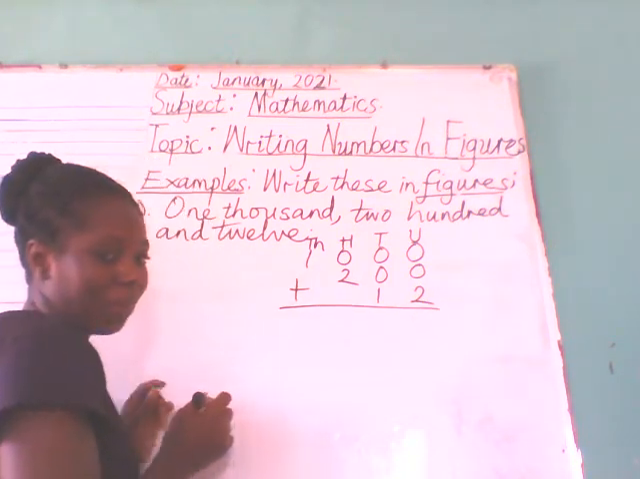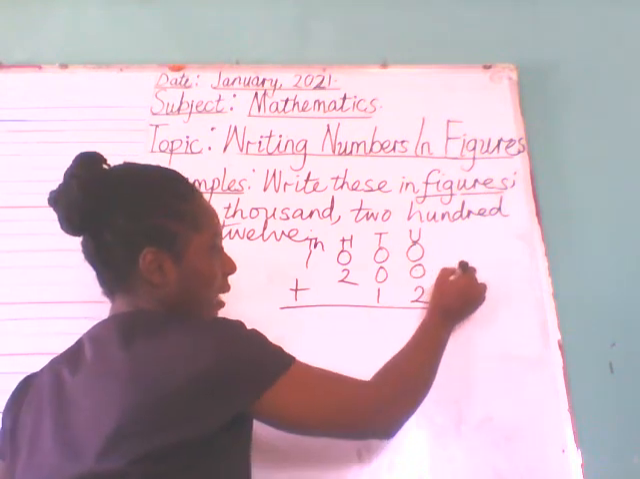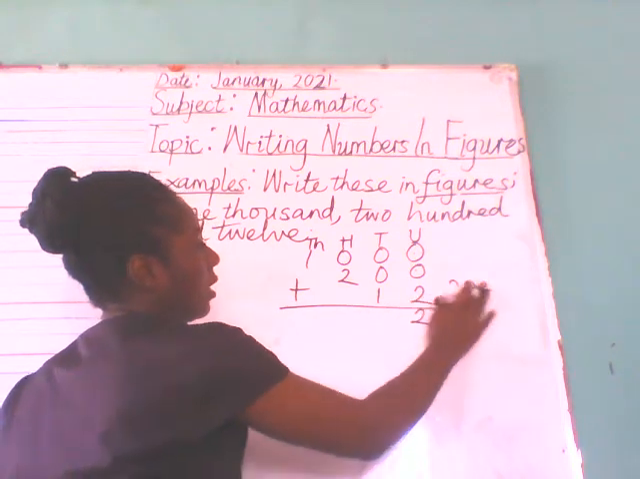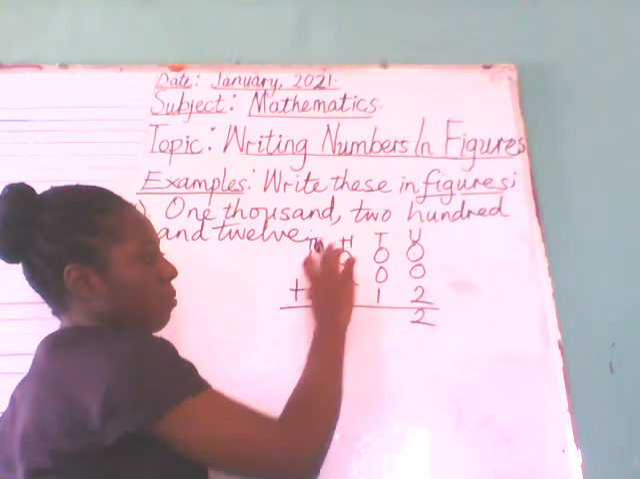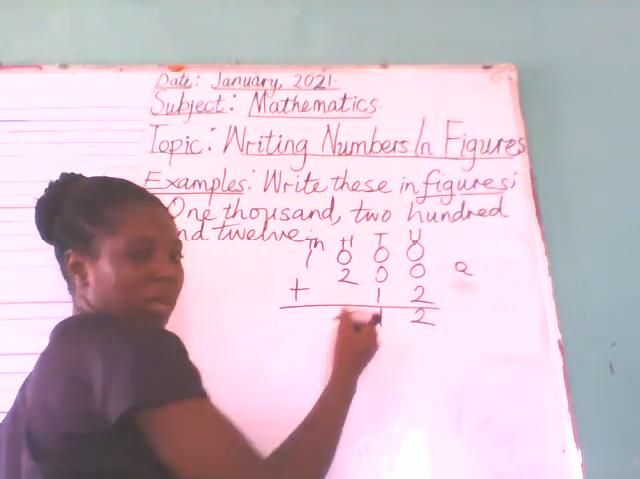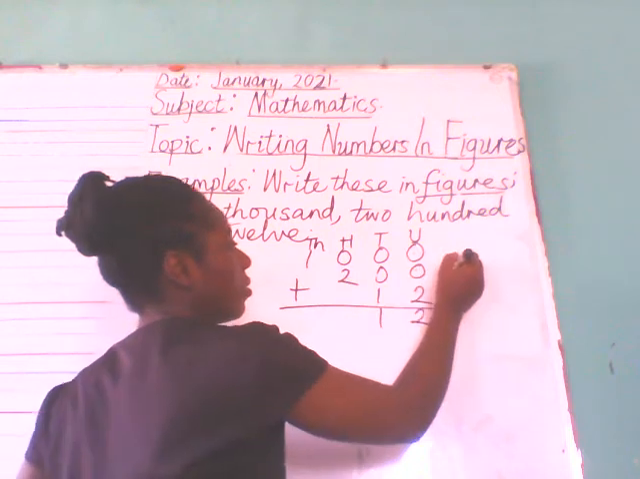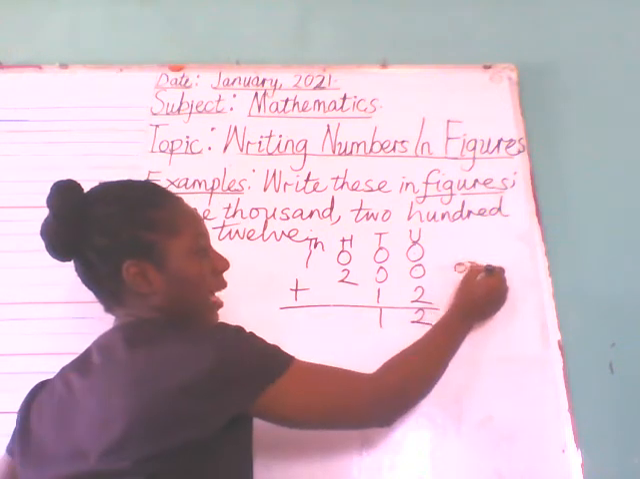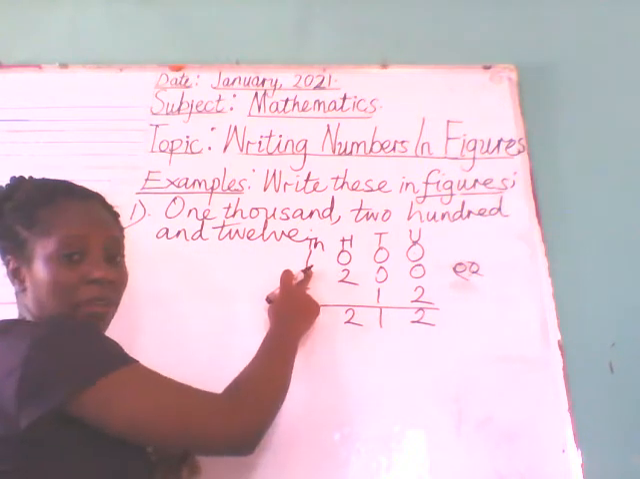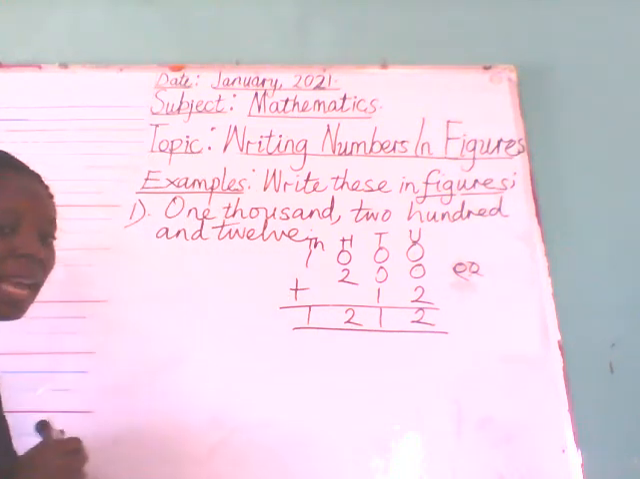Now, let's add. 0 means nothing, plus another 0 means nothing, plus 2. How many do I have? 2. So I write down my 2. Then let's go to the second line for 10. 0 plus 0 plus 1. What I have is 1. I write the 1. Now let's go to the next line. 0 means nothing, plus 2, plus 2. I write it here. Then in the next line I have only 1, so I bring down the 1 here. So this is my answer.